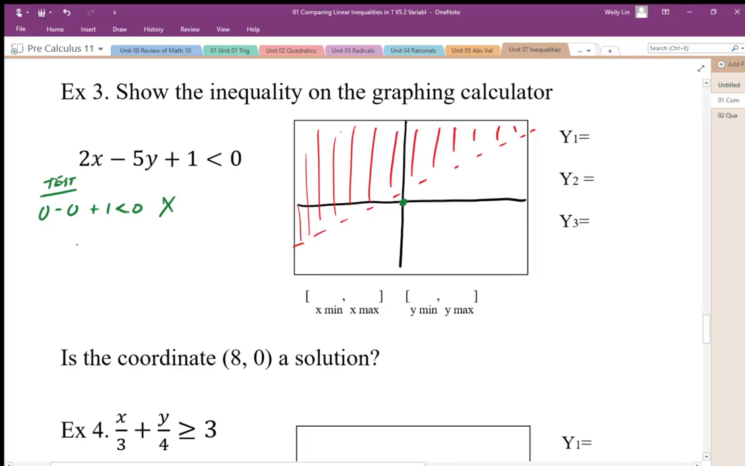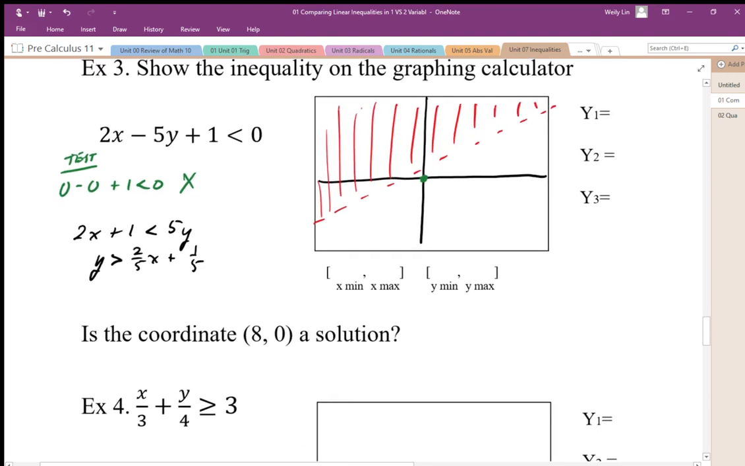We can solve for y. So when I solve for y, I get 2x plus 1 is less than 5y. Then I get y is greater than, I'm going to divide by 5, 2 over 5x plus 1 over 5. So you can see that the y greater than indicates above the line. This represents my function, 2x over 5 plus 1 over 5. My y coordinate should always be above the function, which is that line.